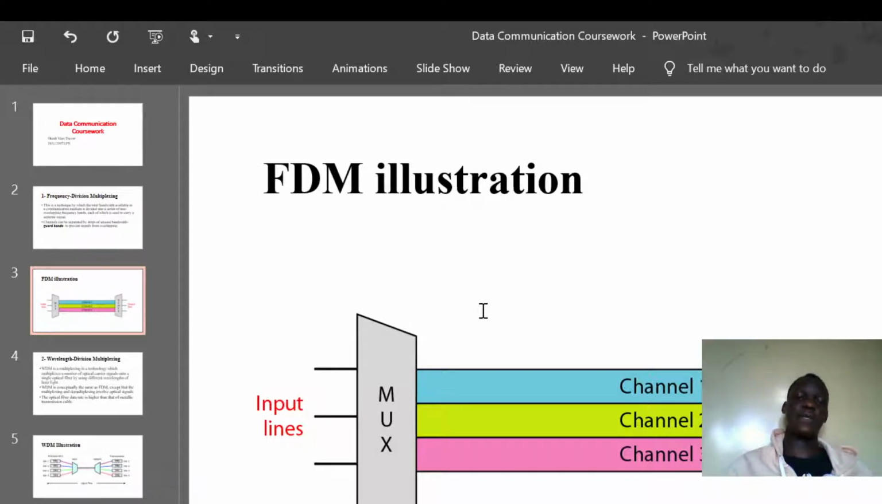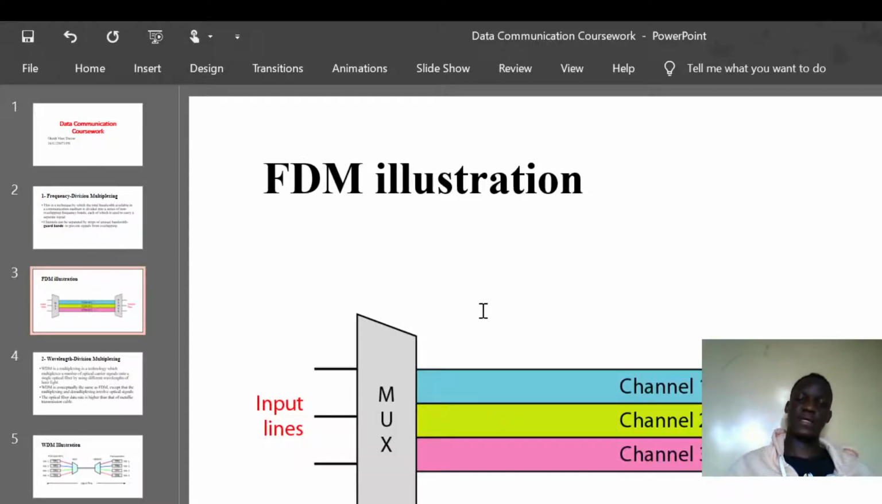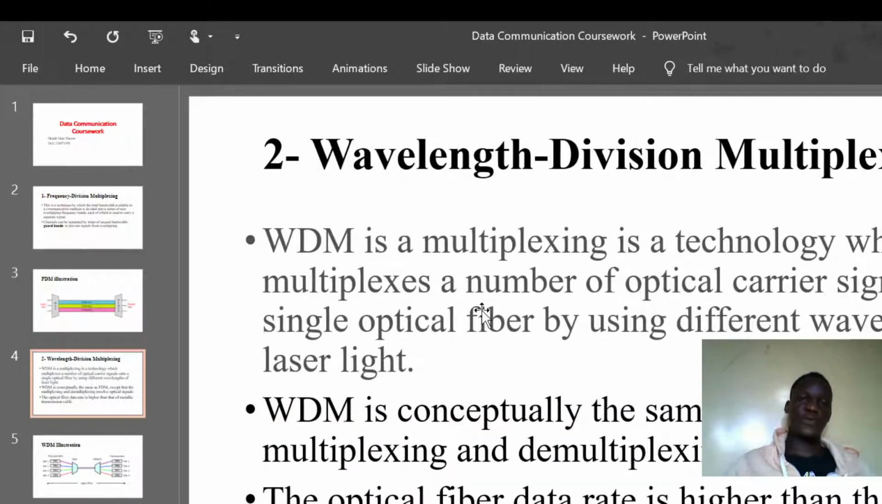While the signals are being transmitted, we have what are called guard bands, which are strips of unused bandwidth that are used to prevent these signals from overlapping and interfering with each other. Then we move to wavelength division multiplexing.